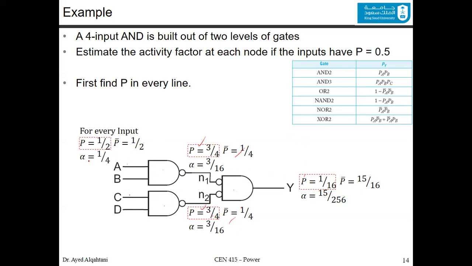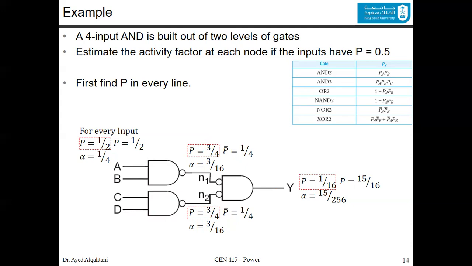So for the activity factor, you multiply both of them. So half and half is a quarter, 3/4 and 1/4 is 3 over 16. 16 times 15 over 16 is actually 15 over 256. And this will be the activity factor of this node. This will be the activity factor of this one, the activity factor of this one. And for each one of these nodes, the activity factor is equal. Now we found the activity factor of this design.